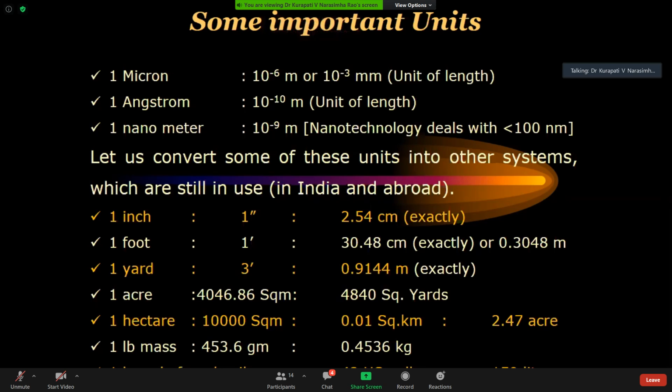Now another thing is, some of you may be having some land somewhere, so you'll be dealing with acres. Please don't think that these are not SI units, so I'm not going to use them. SI units we use mostly, but I want you to be familiar with some of the very important ones. I chose only such things in this PPT. 1 acre is 4,046.86 square meters.